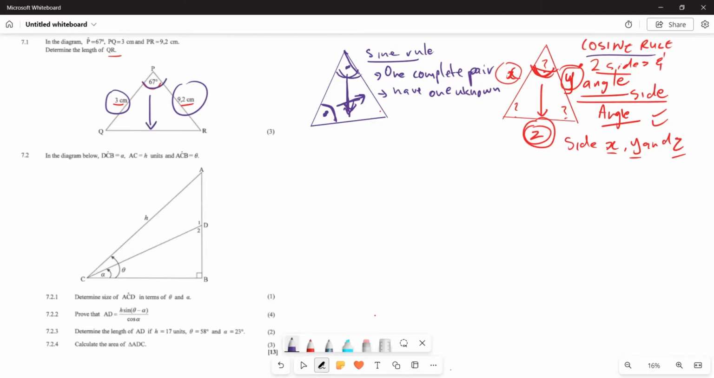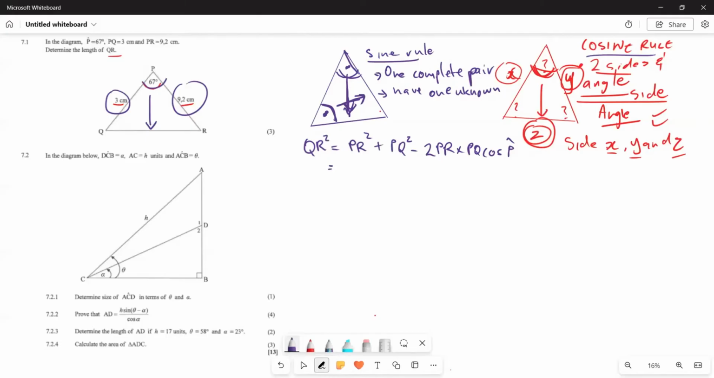And look, your cosine rule here, it's going to be your QR squared, which is the side that you are looking for, equals the sides that you are given, your PR squared plus your PQ squared, subtract your 2PR multiplied by your PQ cos of what? Cos of your angle P. Right, this is going to be cos of angle P.